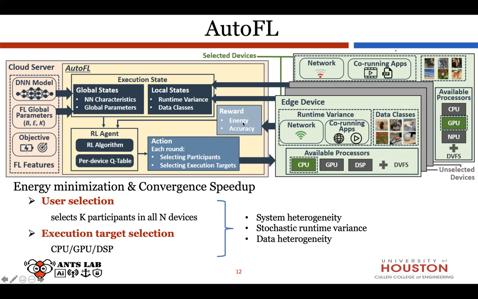So the reward here can be defined related to the energy and accuracy. And for the action, it includes 2 parts. One is the user selection, where we want to choose K participants from all available devices. And the other one is execution target selection, where we need to choose CPU, GPU, or DSP. And in this paper, we consider all of these system and data heterogeneity and stochastic runtime variance features. So all of these components can be considered as the state in the federated learning. And this is the overall framework of their proposed method.